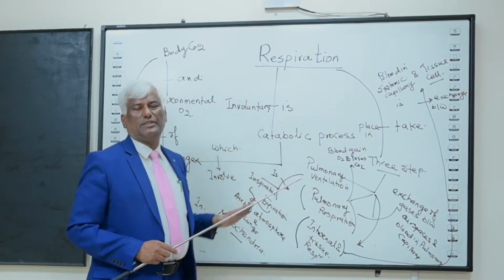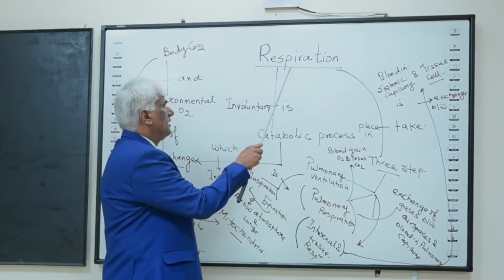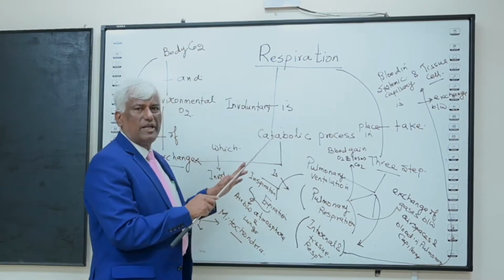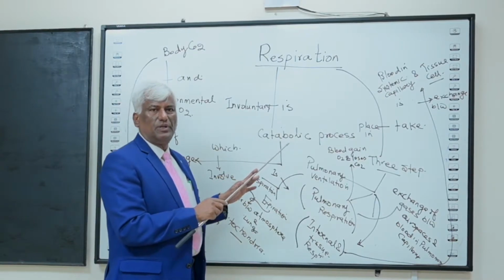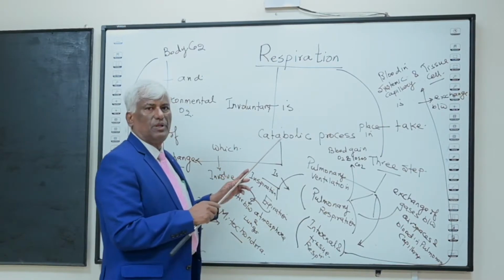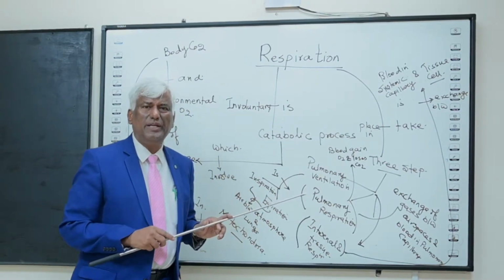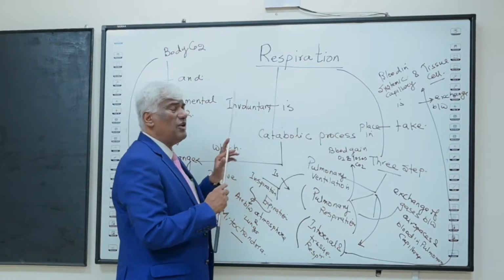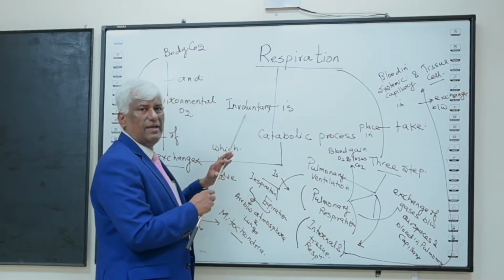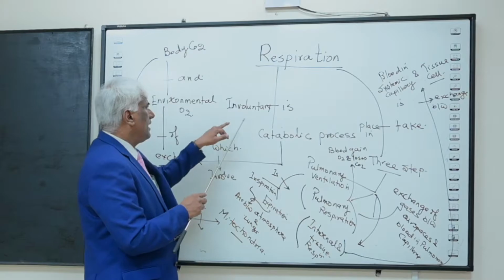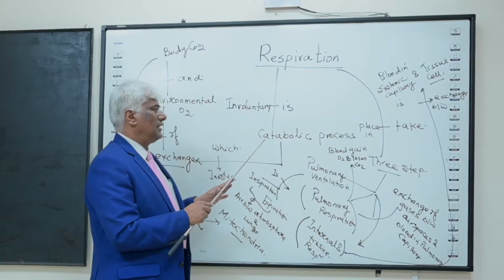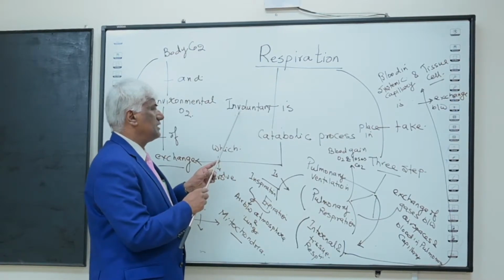Respiration is a catabolic process. Why is it a catabolic process? Because there is an oxidation of food. Next, a very important point of respiration is that it is an involuntary process. It's not controlled by yourself. So that is why, my dear students, it is called an involuntary process. The first point is catabolic. The second point is involuntary process.